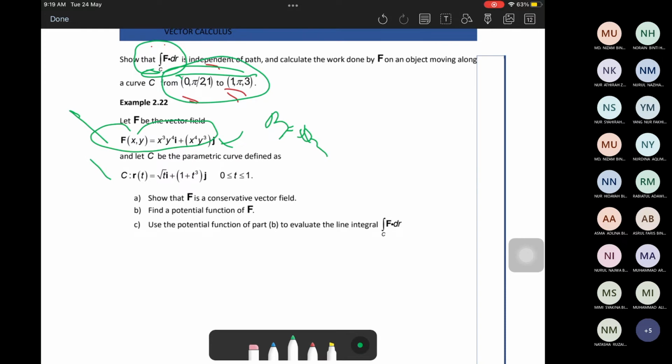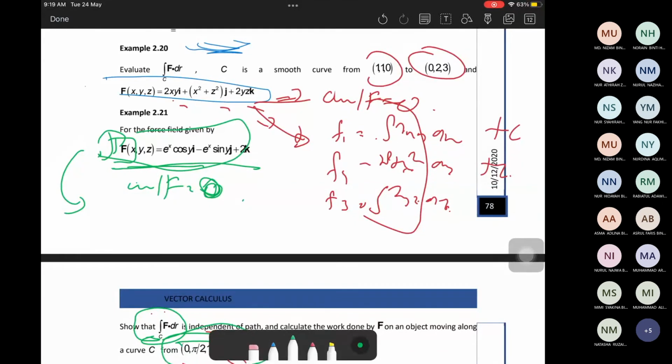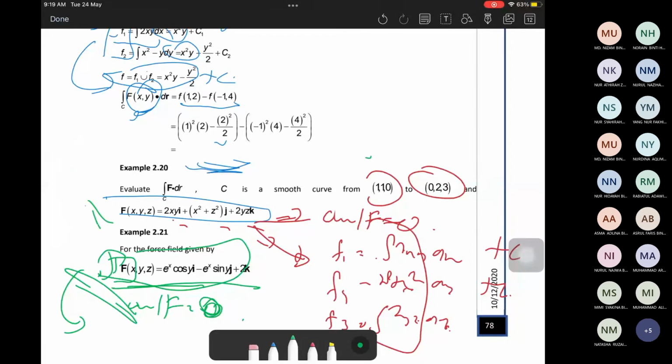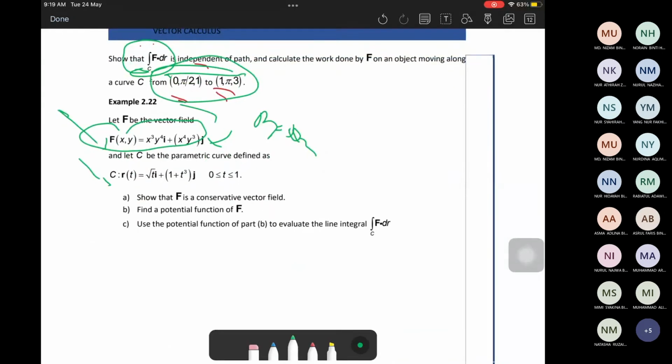Okay, compare pada soalan yang di atas. Seperti ini, dia bagi vector field, yang ini dia bagi point. Okay, dia bagi vector field ini dan dia punya point dia. Okay, tapi sekarang ni dia bagi dalam bentuk ni, vector field dengan RT ni.